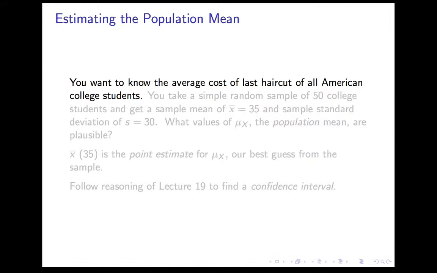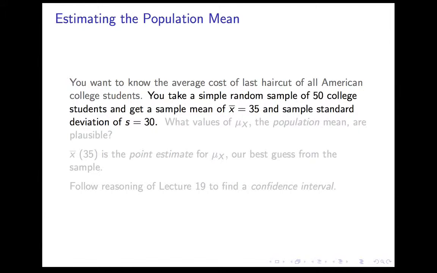So suppose you want to know the average cost of the last haircut for all American college students. Population is college students. Variable is the cost of the last haircut. We want to estimate the population mean or average. How would we investigate that? We would take a simple random sample, let's say, of 50 college students. We'd ask them all how much their haircut cost, much like I did with you on the first day. And let's say that we got a sample mean x bar of 35 and a sample standard deviation s of 30. Those are both measured in dollars.